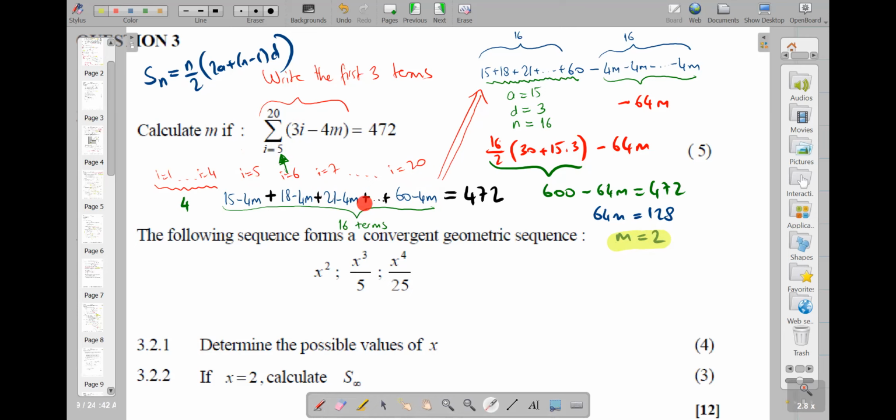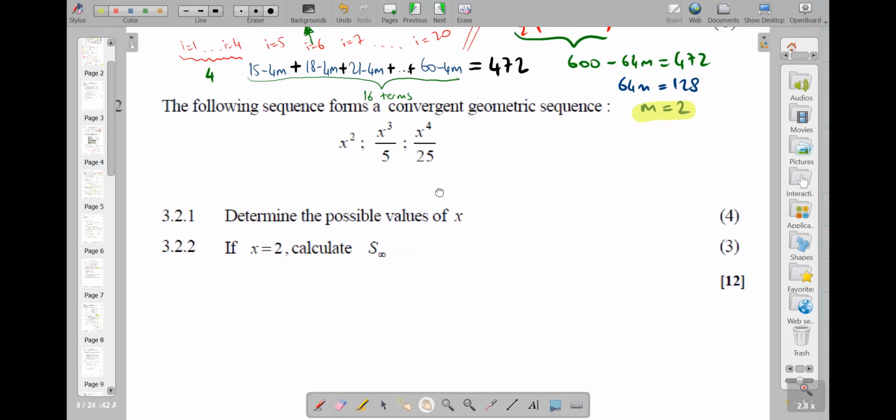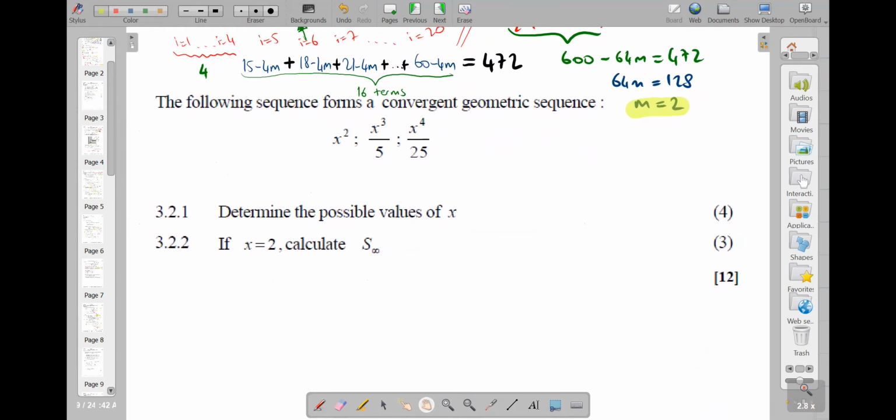So that's why we split it into pieces. It's 15, 18, 21, 60, and there's minus 4, minus 4, minus 4, and all these minus 4s. So that whole thing gives me 472. So when I figure that out, then I can solve for m. Okay, it was a bit different question. It was good to solve. And oh yeah, such questions, they are very famous.